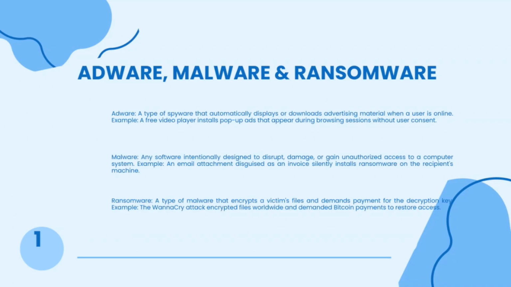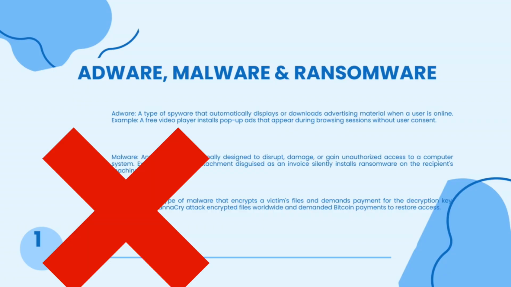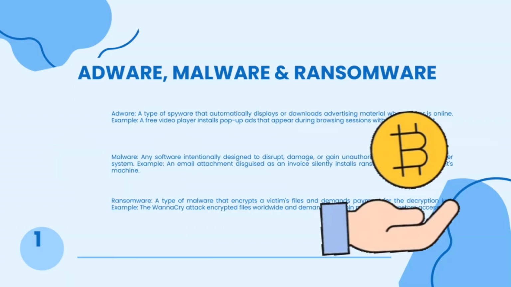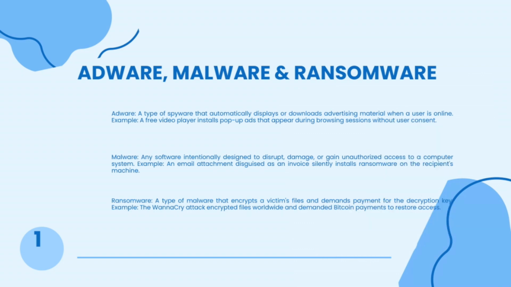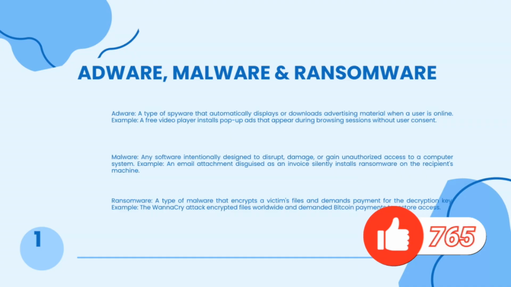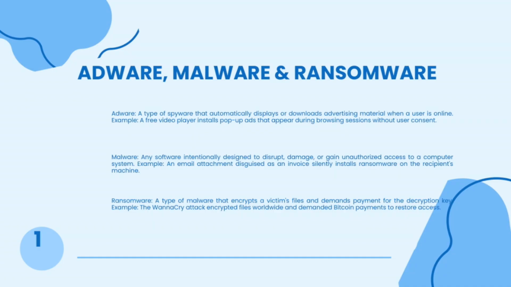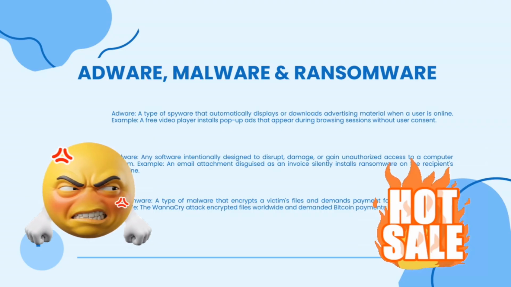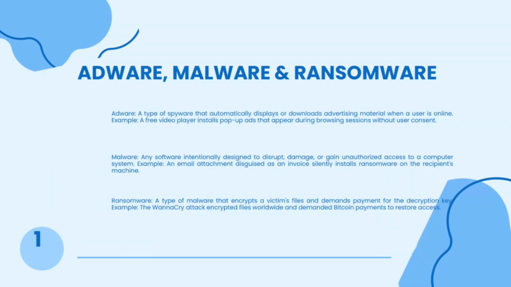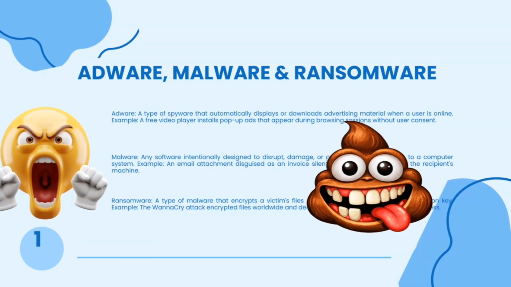Ransomware locks your files and demands payment to unlock them. A famous example is WannaCry, which spread worldwide and asked for Bitcoin to restore access. Malware is any software meant to harm or sneak into your system, like a fake invoice email that secretly installs ransomware. Then there's adware, which bombards you with unwanted ads, often bundled with free apps, showing pop-ups without your permission. Understanding these helps us stay one step ahead.